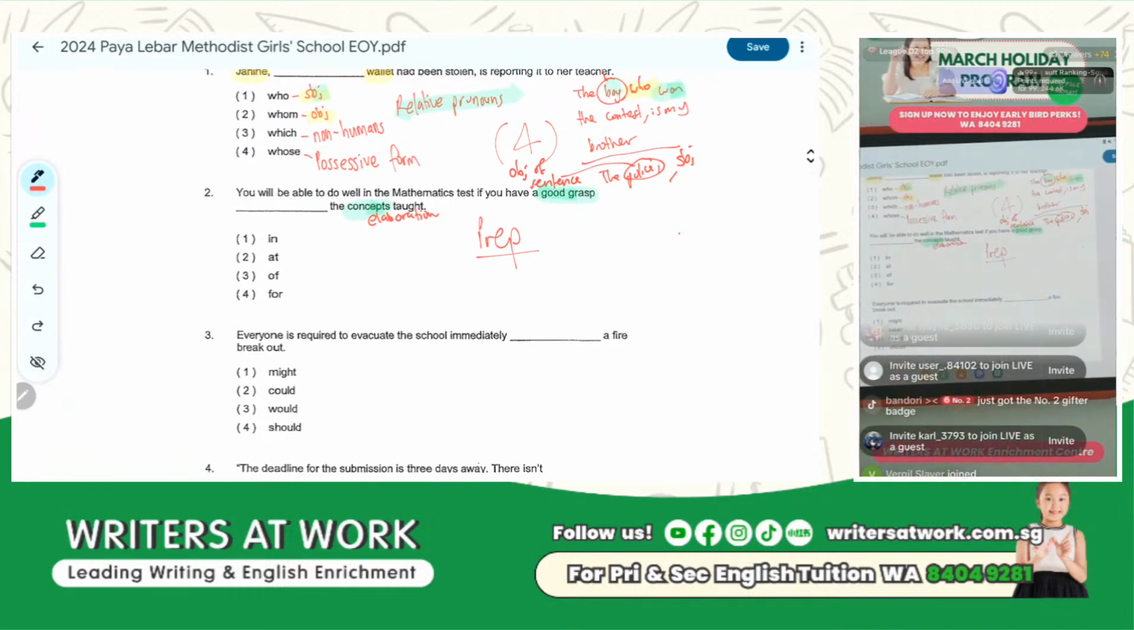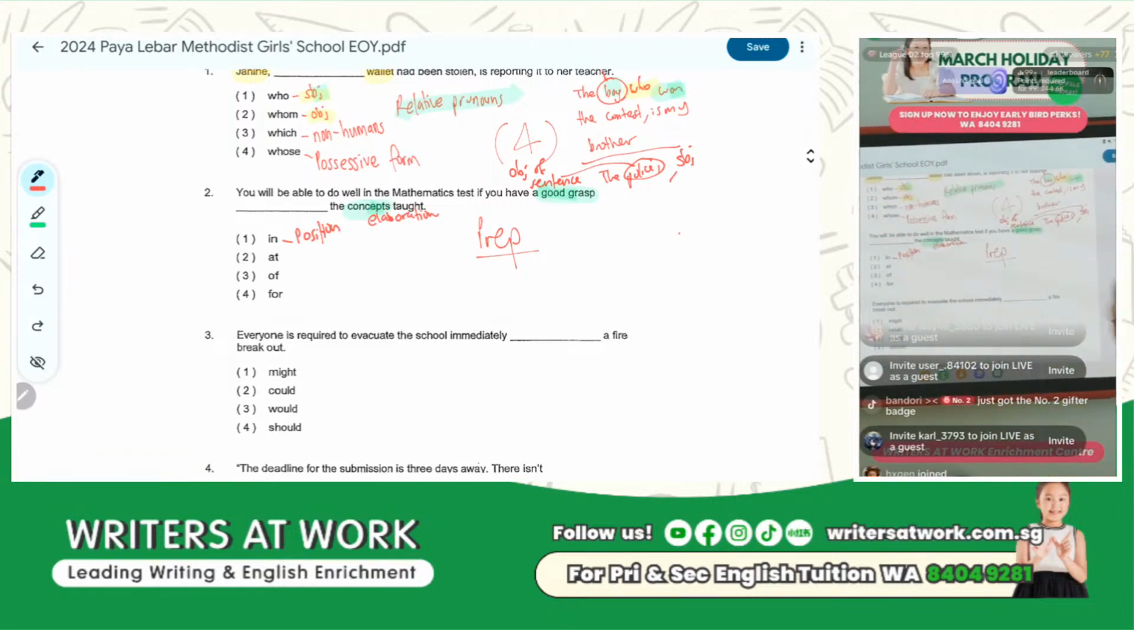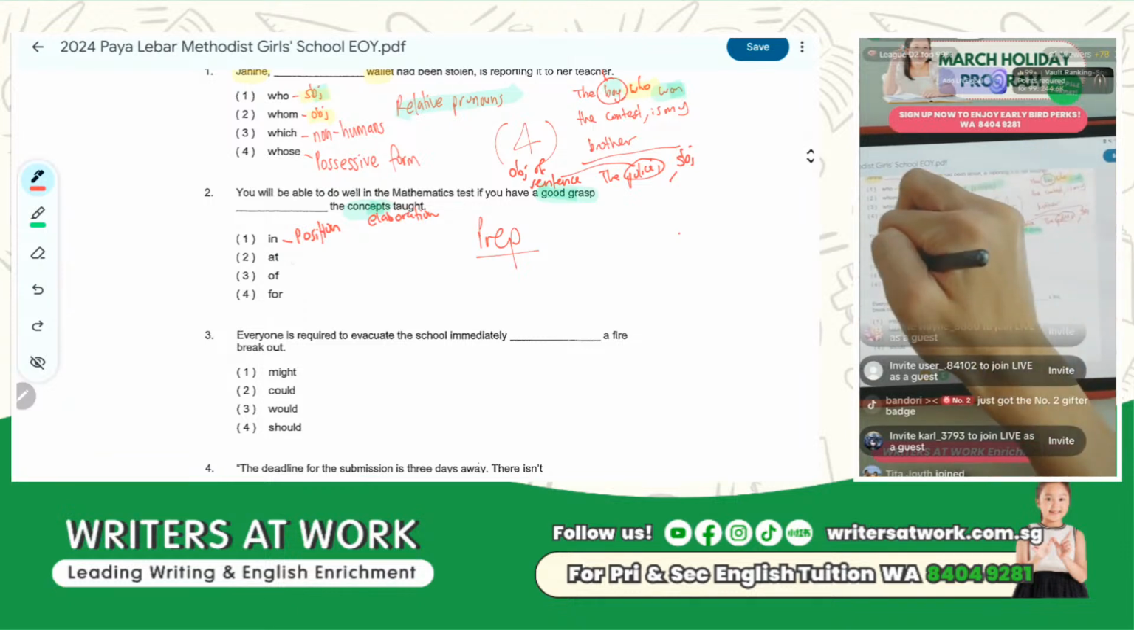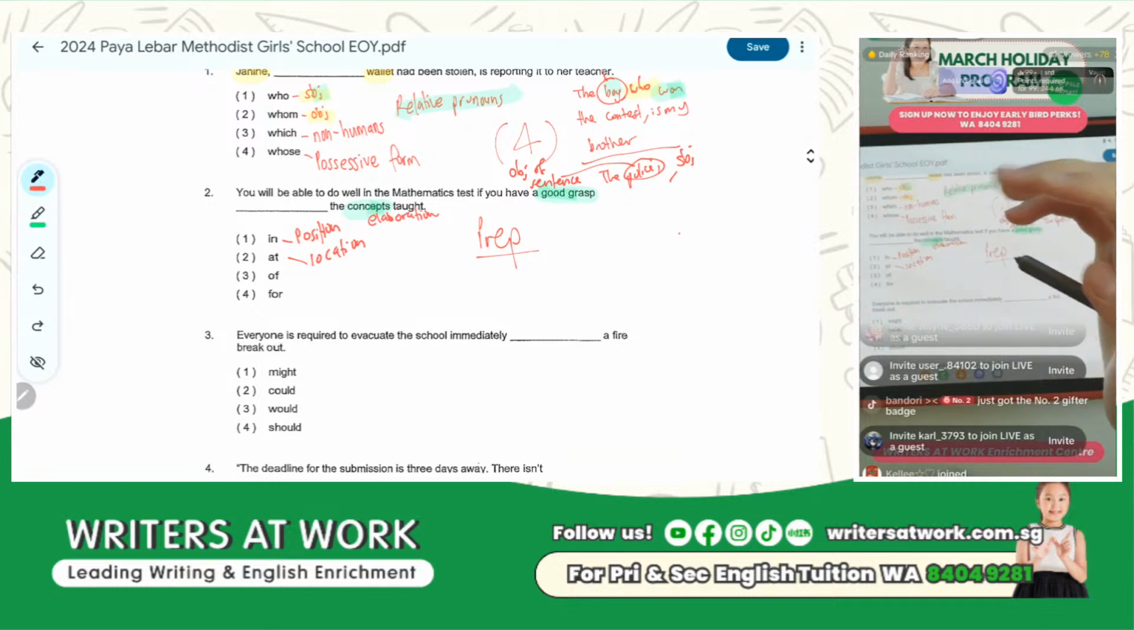Now, looking at our options. The first one is in. In is used to show position. The cat is in the house. At shows a location. Mother is at the coffee shop opposite our house. There's a particular address and you can locate it on the map.